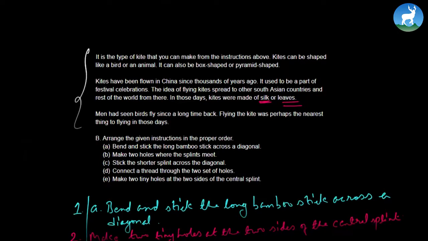Okay, and finally, what do you think is number 3? So far, this is 1, this is 2, and number 3 is make 2 holes where the splints meet. Of course, now you got to figure out what is 5 and what is 4. Okay, I'm sure you can do this. Let's move further. Now, on the basis of what I had read just now, let's answer the questions.